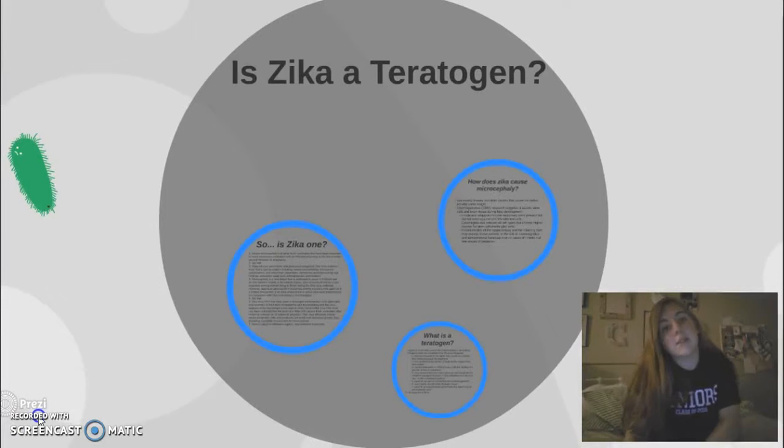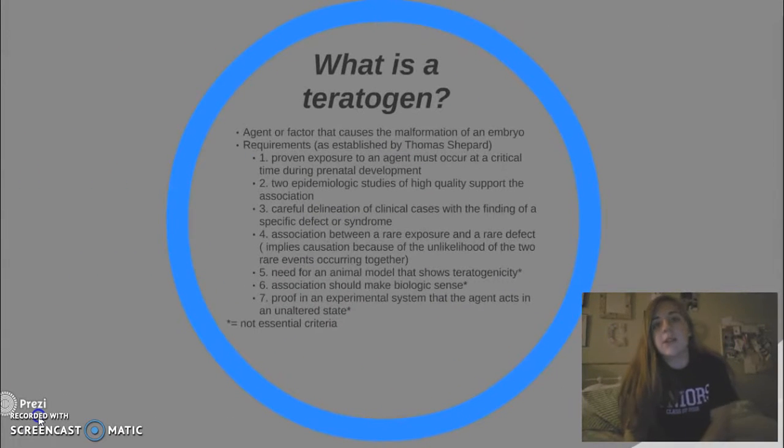So is Zika a teratogen? First of all, a teratogen is an agent or factor that causes the malformation of an embryo. To be a teratogen, something must fit the following criteria. There must be proven exposure to an agent that occurs at a critical time during prenatal development. Two, epidemiologic studies of high quality support the association. Three, careful delineation of clinical cases with the finding of a specific defect or syndrome. Four, there should be an association between a rare exposure and a rare defect, because this implies causation.